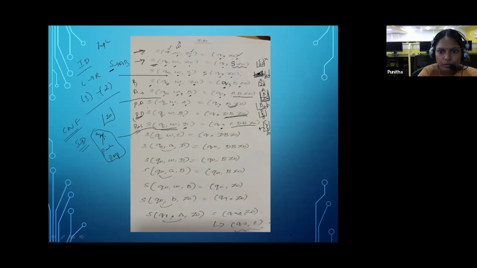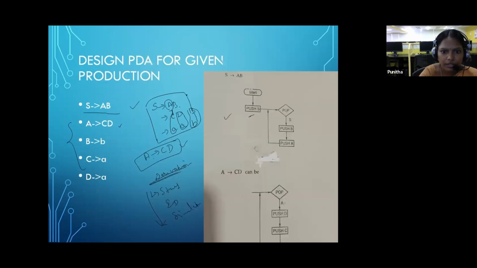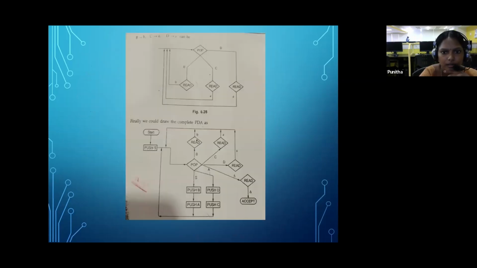Next, what thing do I have to take as a production? I need to go for the derivation. Next, what production do I need to take? C tends to A is the production to take for ID representation. C tends to A, in the sense, what do we have to do? First we need to pop out the C element from the stack, then perform the read operation. First I need to pop out the C from the stack, then I need to read the A from the input tape.